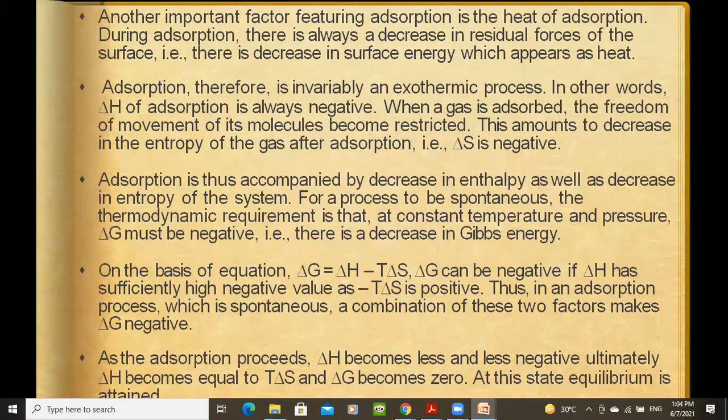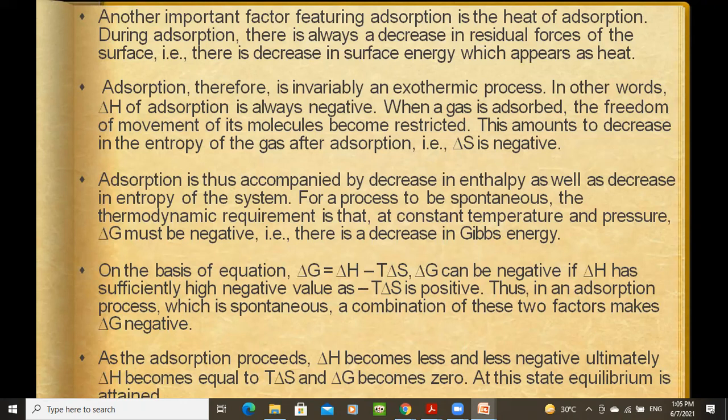For a process to be spontaneous, the thermodynamic requirement is that at constant temperature and pressure, delta G must be negative. That is, there is a decrease in energy. On the basis of the equation, delta G = delta H minus T delta S, this is the Gibbs free energy equation. So delta G can be negative if delta H has a sufficiently high negative value, as minus T delta S is positive. Thus, an adsorption process is spontaneous. A combination of these two factors makes delta G negative.